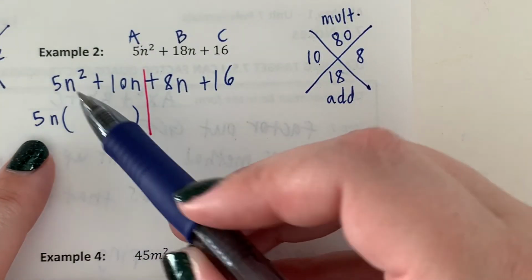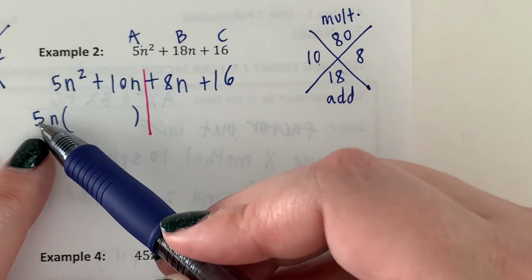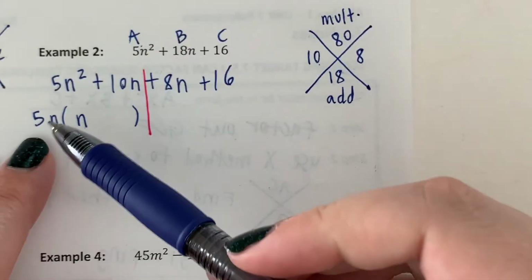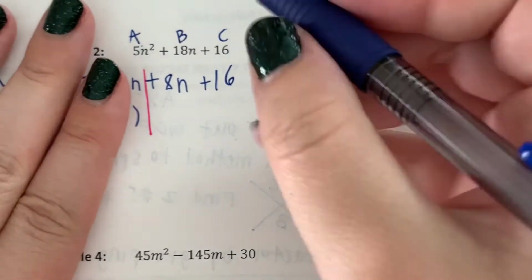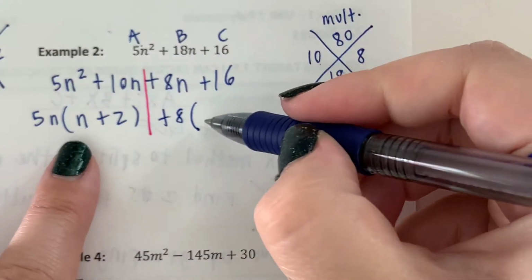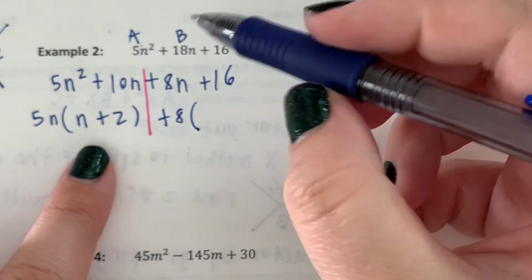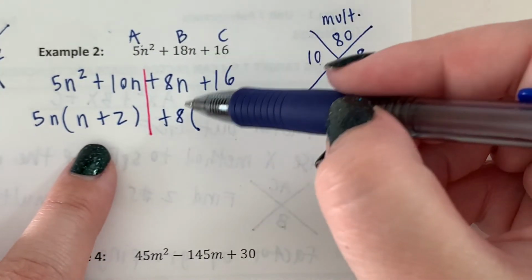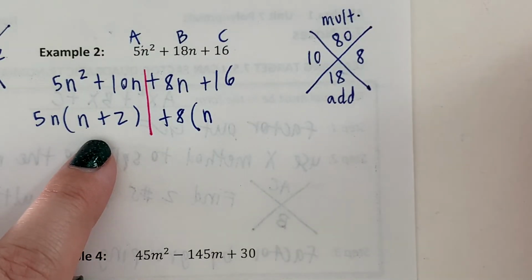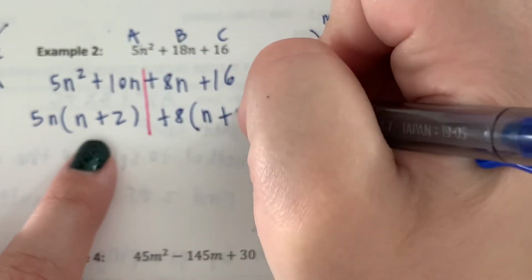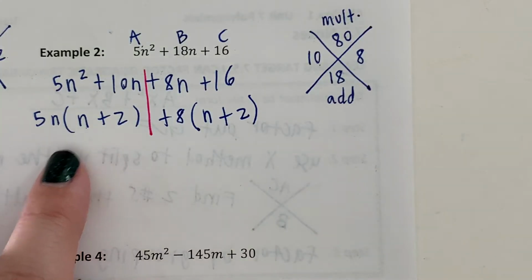Now you have to think of it as like backwards distribution. 5n times what gives me 5n squared? That would be n. 5n times what gives me 10n? That would be 2. My second half, I'll be able to pull out an 8 here. And then you should be noticing a pattern. We have to have a common factor here, so you can kind of keep that in mind. 8 times what gives me 8n? 8 times n gives me 8n. And 8 times 2 gives me 16.